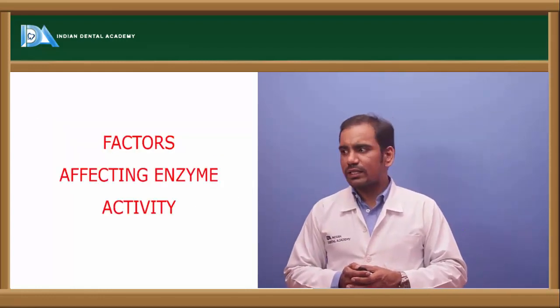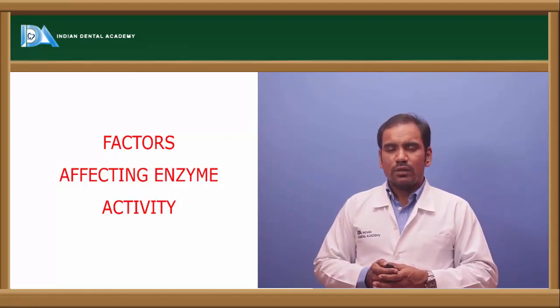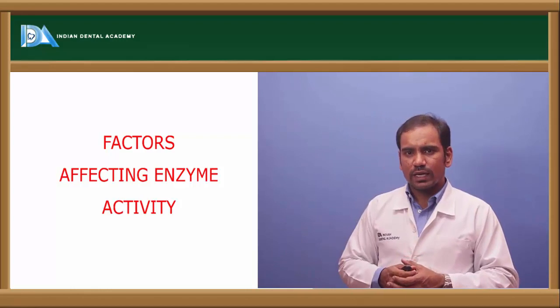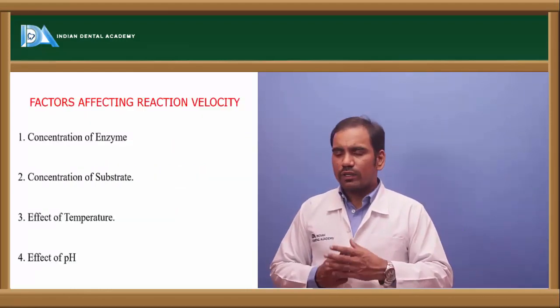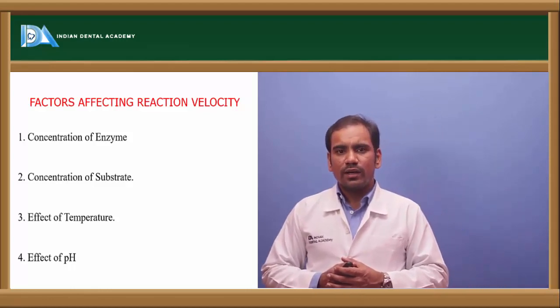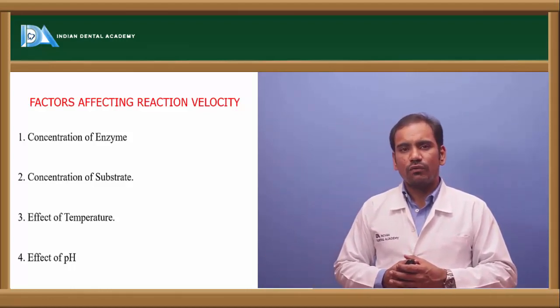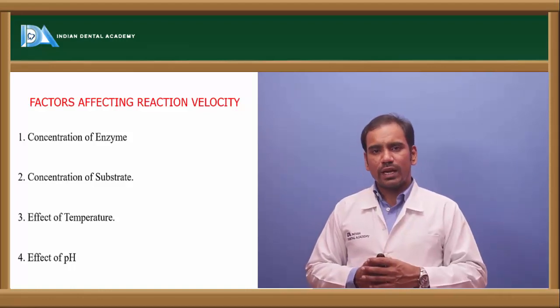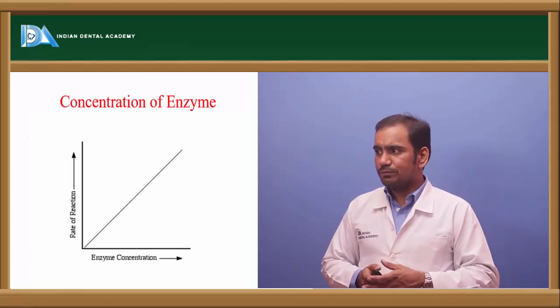Coming to factors affecting enzyme activity. The rate of reaction, the velocity of a reaction, is affected by various factors. Some important factors are concentration of enzyme, concentration of substrate, effect of temperature and effect of pH. All these have an effect on the velocity of the reaction or the rate of the reaction.